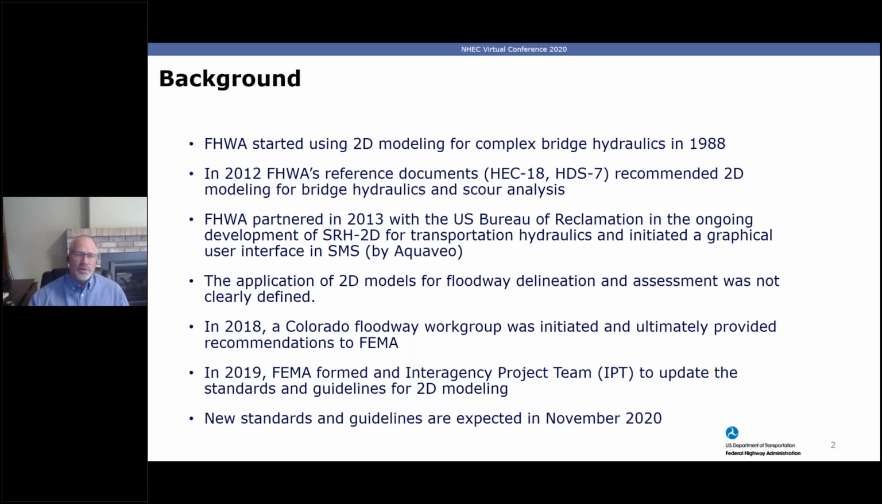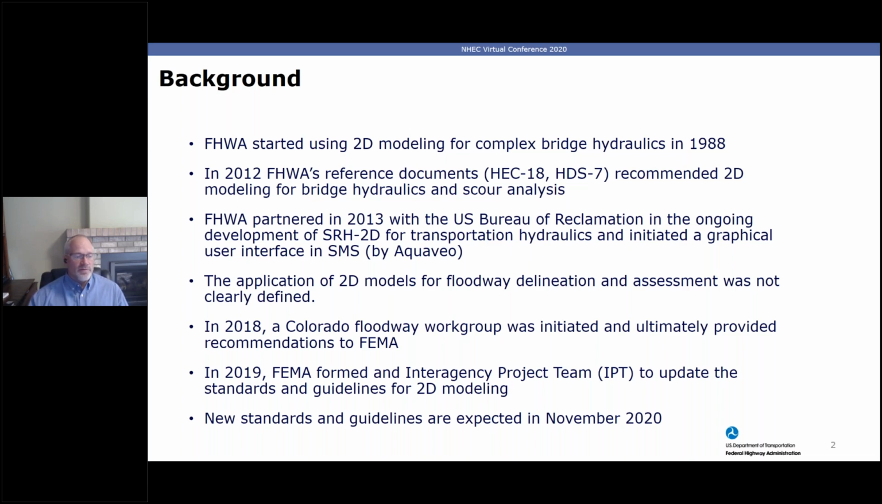And so Federal Highways is most interested in helping to eliminate the need for this duplicate effort. And we've been actively supporting further development and the use of 2D modeling for FEMA analyses. And so starting in 2018, we participated in a Colorado floodway work group, which was a consortium of different agencies, including FEMA and their consultants. And with this group, we proposed delineating floodways in 2D models. We proposed different methods and also methodology for assessing the surcharge or the rise in water surface elevation. And our efforts were well received.